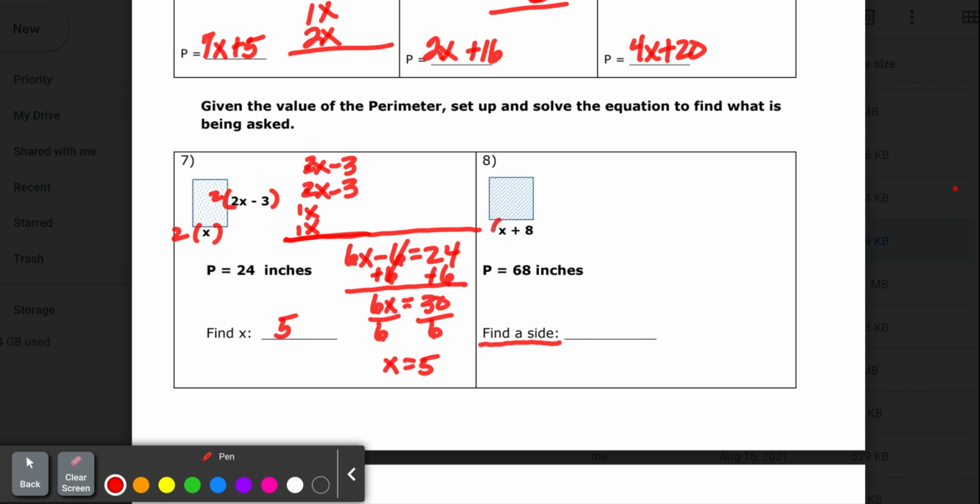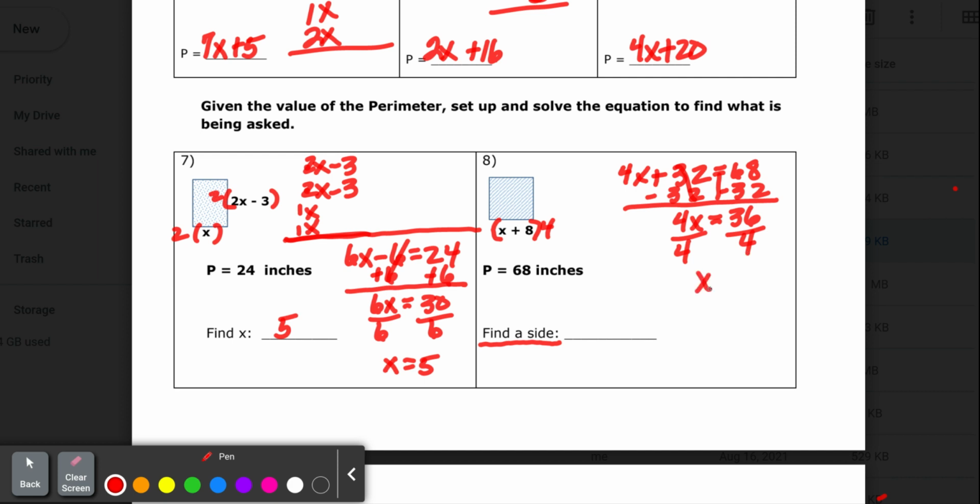So I'm just going to put parentheses around this and multiply everything inside by 4. So that's going to give me 4x plus 32. And we're going to set that equal to 68. And then it's just a two-step equation. Minus 32, minus 32. So 4x equals 36. Divide both sides by 4.